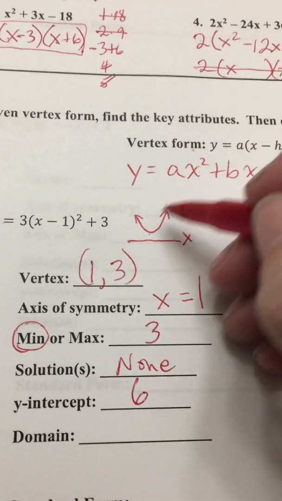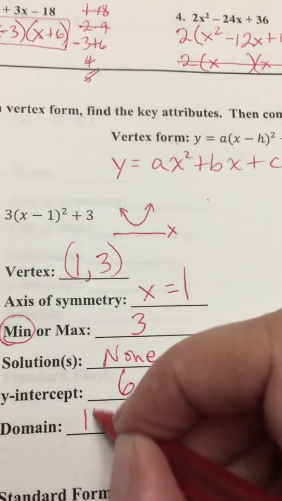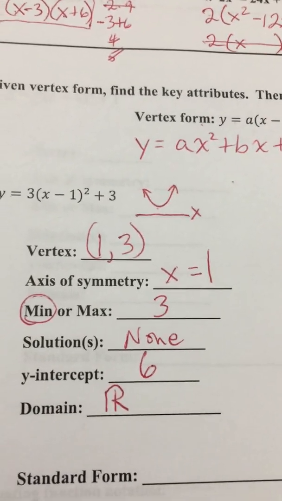It goes right forever and it goes left forever. So am I going to use all my x numbers? Yes, so I want all real numbers. You can do the double R, write it out, all real numbers, or use the infinity symbol. All right, so we're going to do the second one over here.